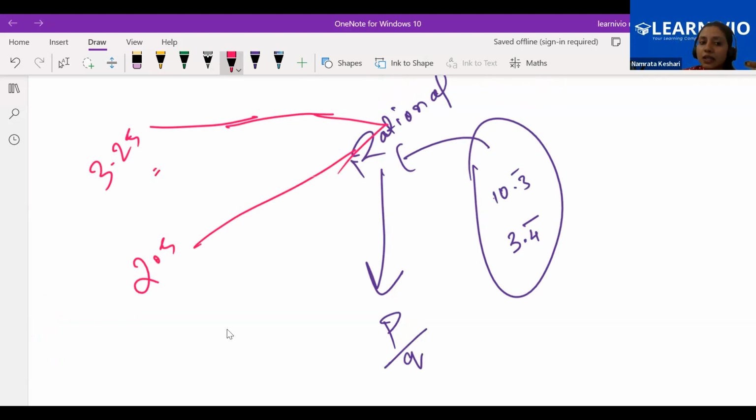So can you tell me, Sarah and Ayan, what to write if I want to write 3.25 in the form of p by q? What to write over here? Tell me. Ayan and Sarah, how to write 3.25 as a p by q form? I don't remember the exact steps.